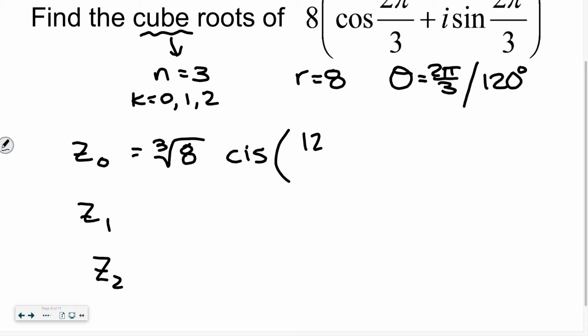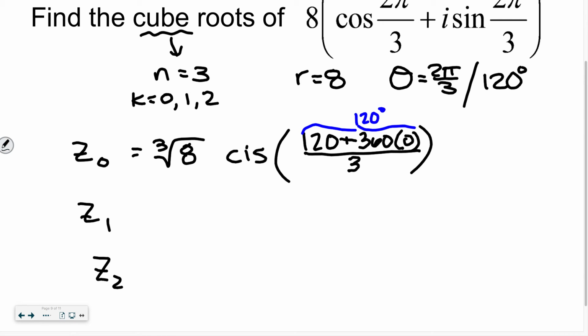120 theta plus, well, we're going to add a full revolution here, which will be 360, and then it's going to be multiplied by k, which is 0 for this one. So Pierce is doing that work in his head. That's going to be plus 0, and then divide by 3. Okay, n. So all of this is just 120. What's 120 divided by 3? 40. So we got 2 cis 40.